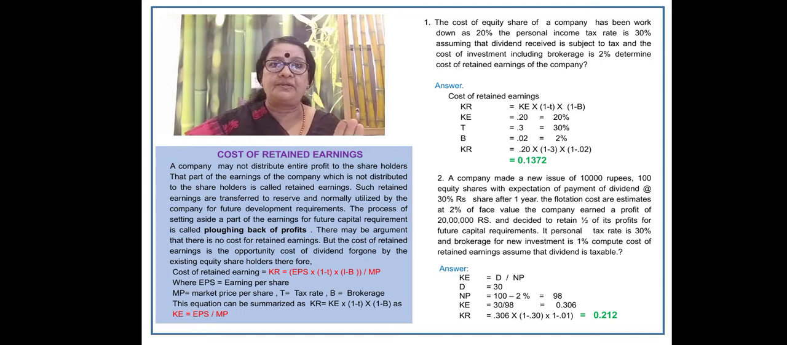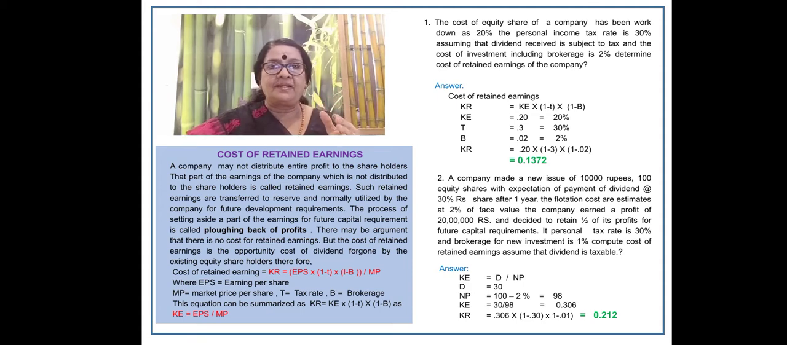A company may not distribute its entire profit to the shareholders. That part of the earnings of the company which is not distributed to the shareholders is called retained earnings. Such retained earnings are transferred to reserves or utilized for future development requirements. The process of setting apart a part of the profit for future capital expenditure or capital requirement is called plowing back of profits. You would have studied this earlier itself.